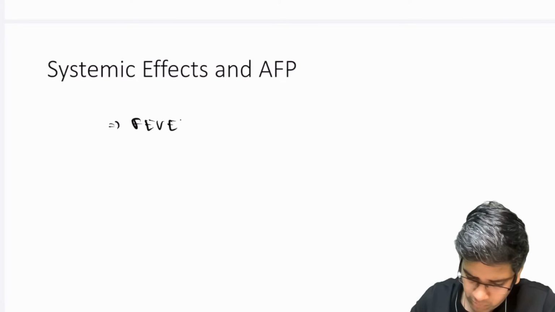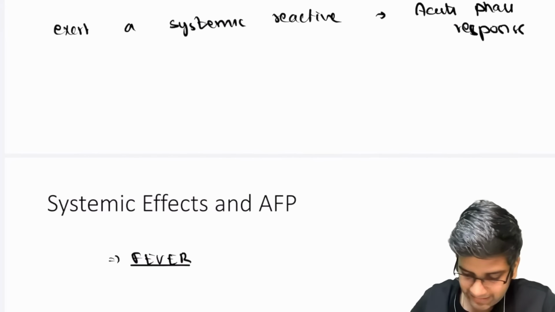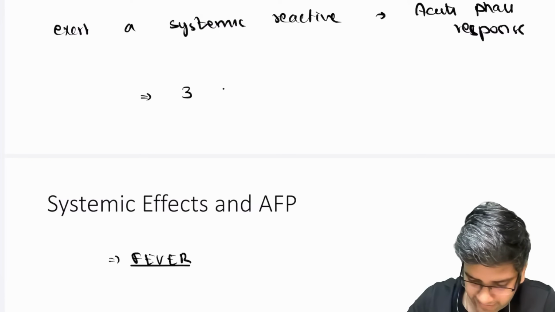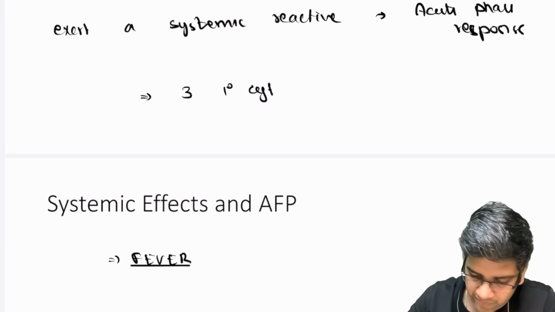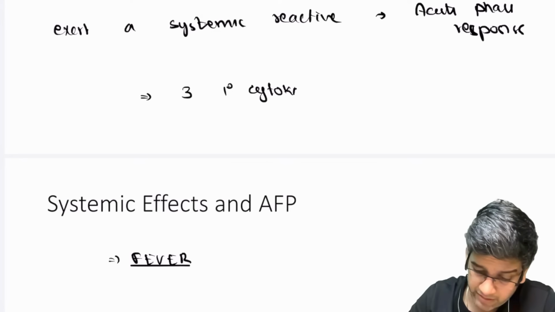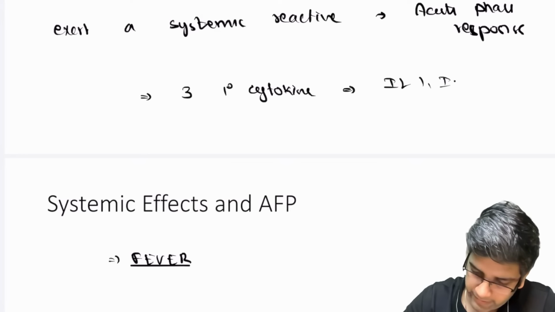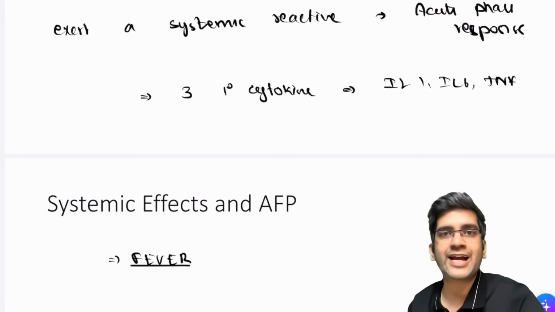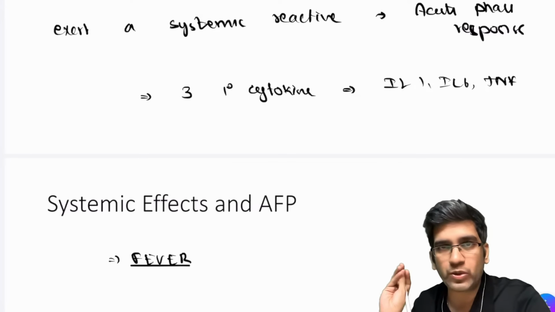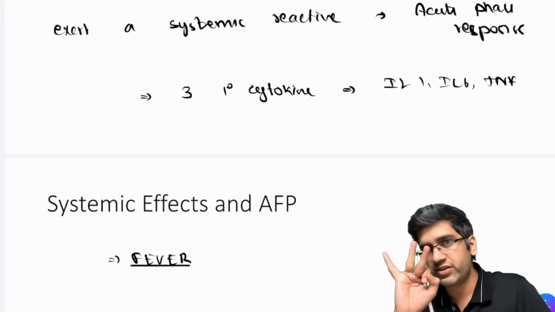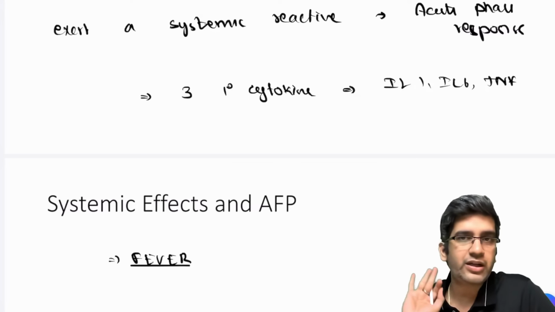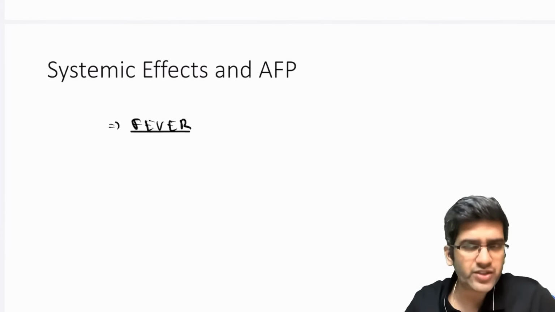Fever: the most important reason for fever is that there are three primary cytokines involved in the systemic response or the acute phase reaction, which are interleukin 1, interleukin 6, and tumor necrosis factor, which primarily act on the liver to alter the protein levels. That's how they act, right? But these three cytokines are very, very important for the acute phase reaction. Do write them. First is fever.